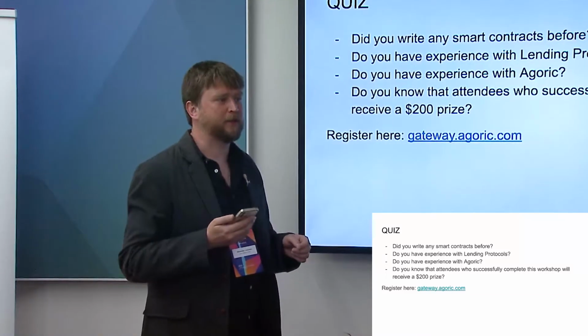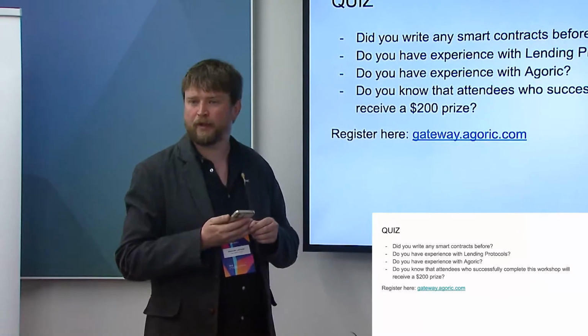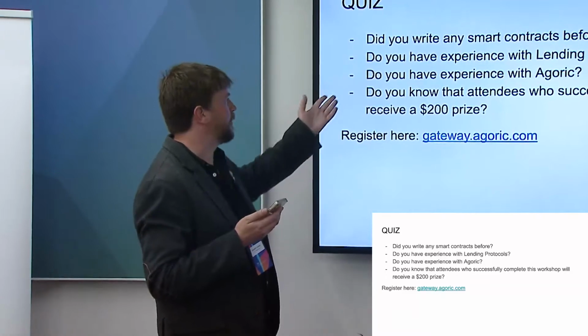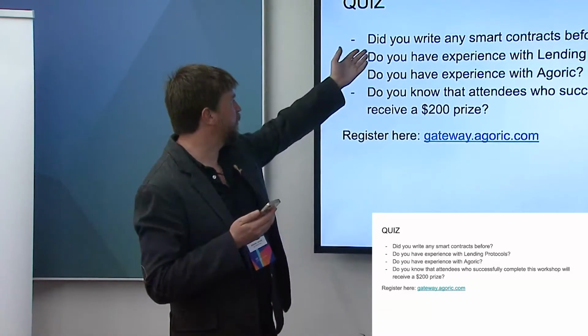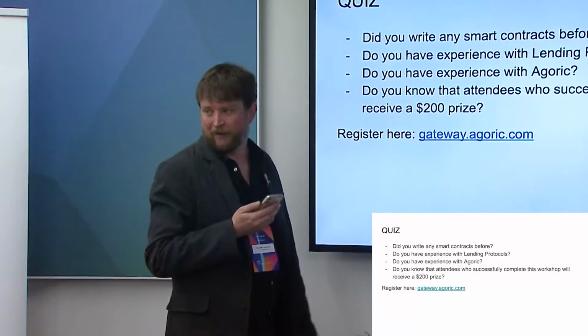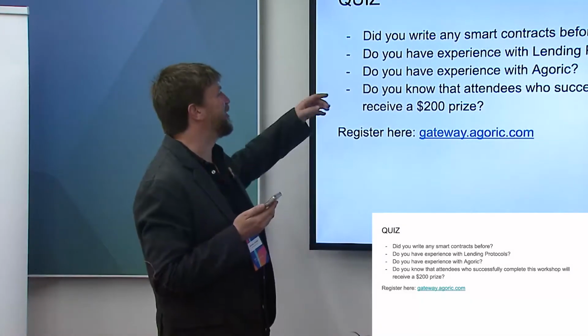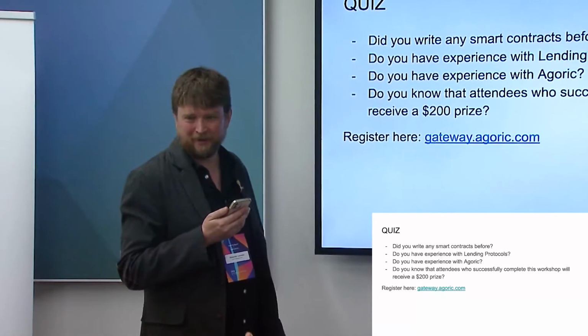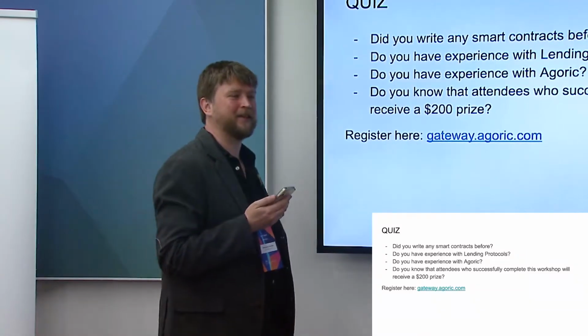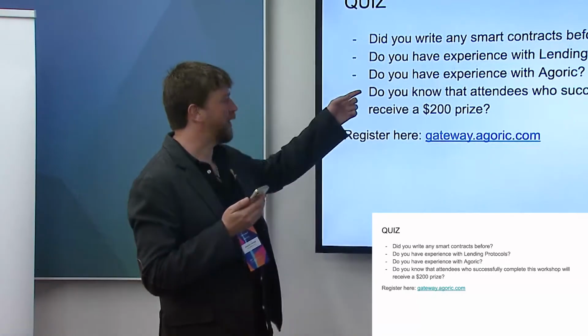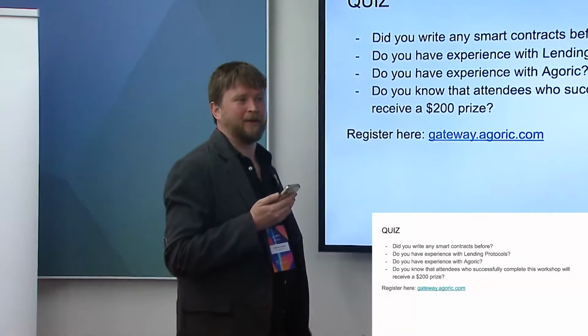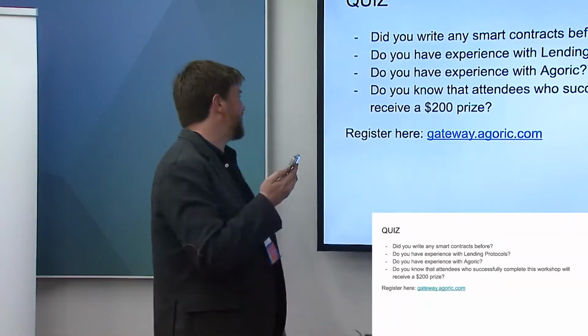So let's maybe start to understand who is here together by raising hands if you ever wrote a smart contract before. 50-50. Okay. Do you have experience with lending protocols? Okay, that's like 20%. All right. And any experience with Agoric? No. Okay, newcomers. Nice.